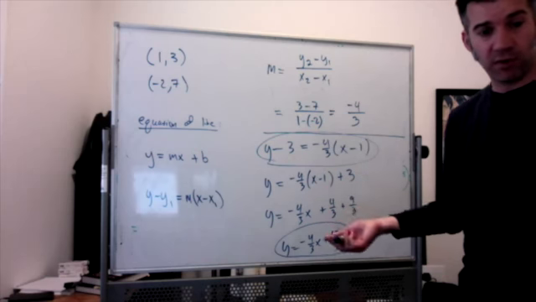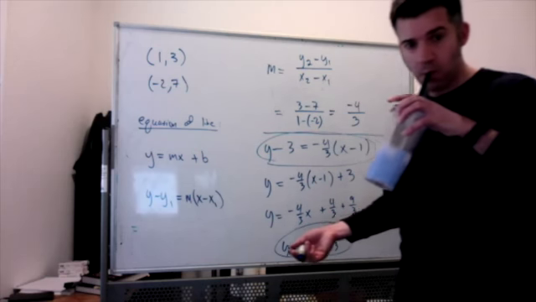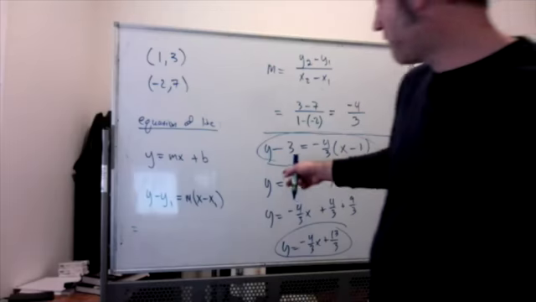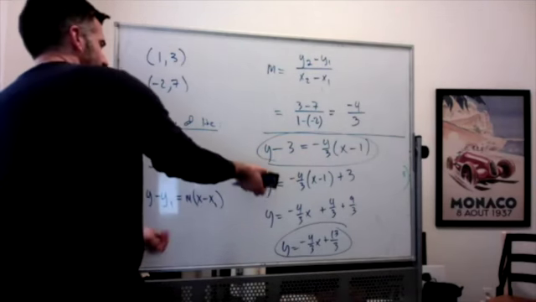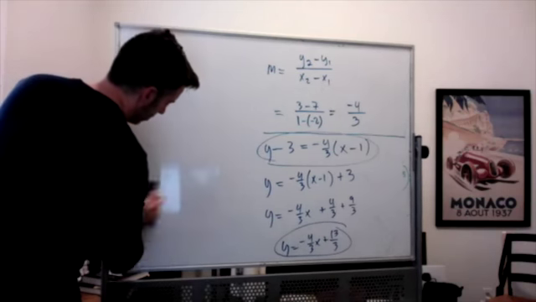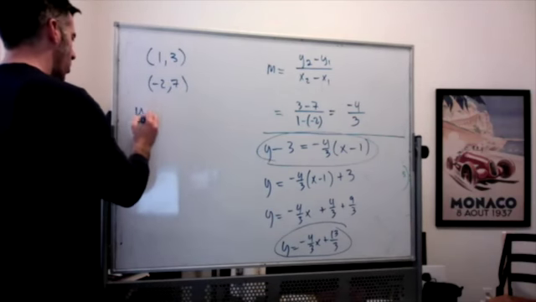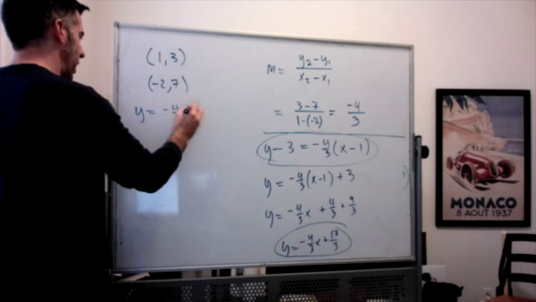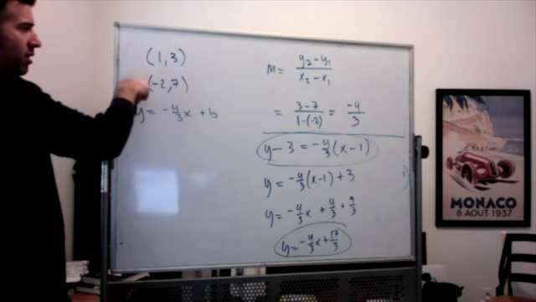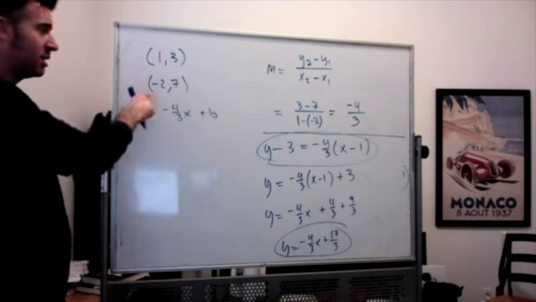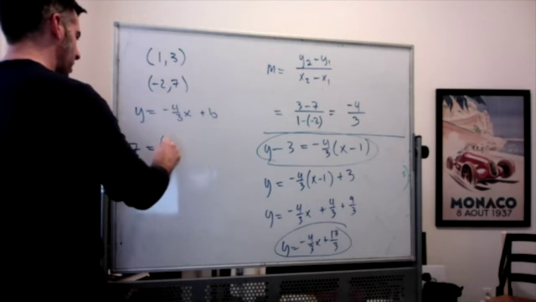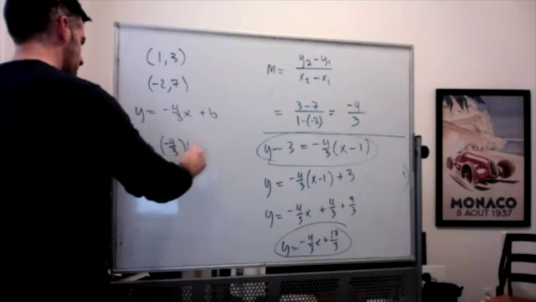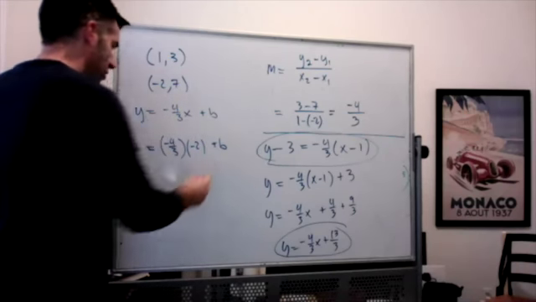Alternatively, if you prefer, you can find the y equals mx plus b form a different way. I usually do it the other way, but you can also just start with y equals negative 4/3 x plus b, and then plug in either one of these points. Let's plug in the other point that we didn't use. So I plug in 7 for y and negative 2 for x. We can then solve for b.